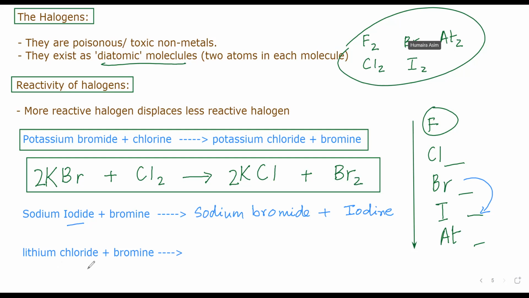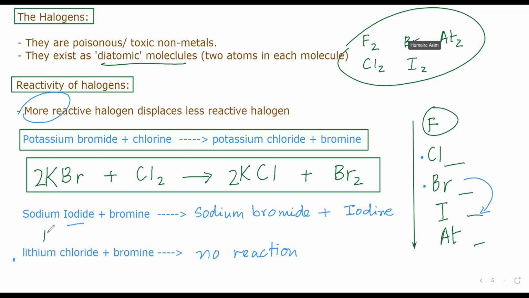Now, come to the other example, where they have given us lithium chloride with bromine. We already know that bromine is less reactive than chlorine, right? What we have already learned is that only the more reactive can displace. So since bromine is less reactive, it is not going to displace it. So what we are going to write is no reaction, right?